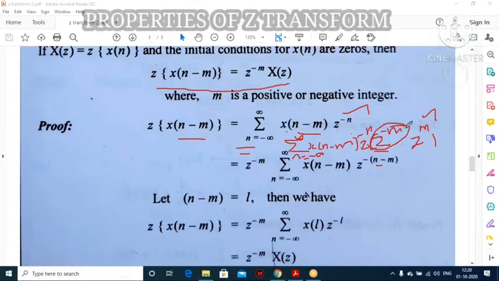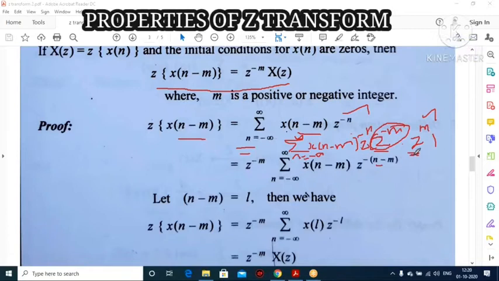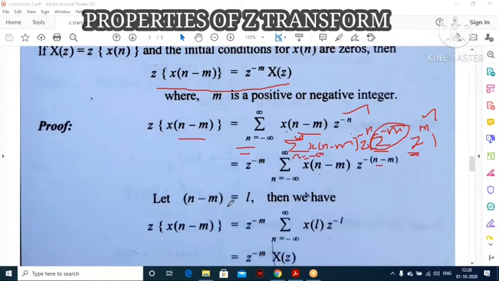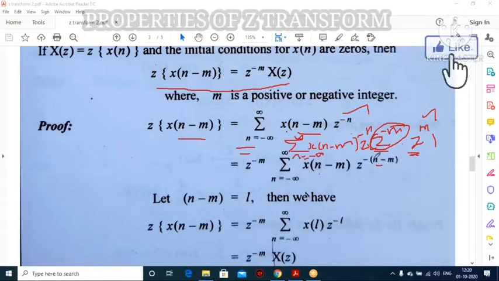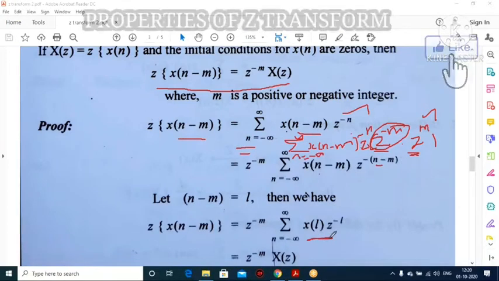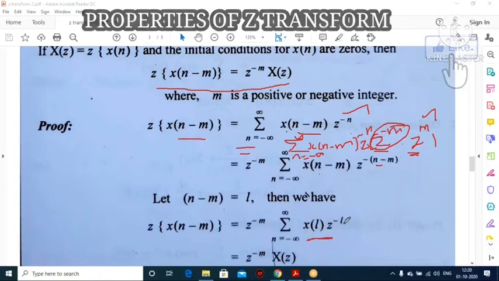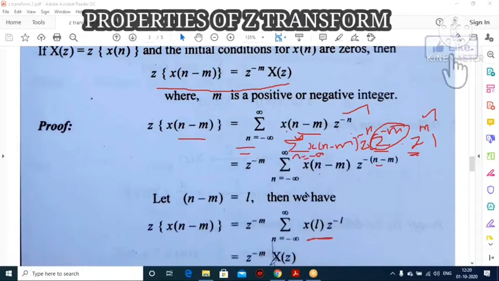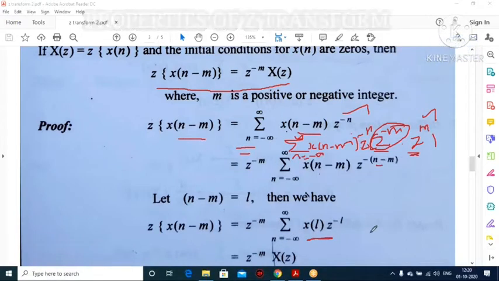This is the key point for you, just note it down. Put n minus m equal to l here. What will happen? Z power minus m, summation l equal to minus infinity to plus infinity x of l z power minus l. This is nothing but the definition of the Z transform of x of n, with l in place of n, so the remaining is the same. So this is equal to z power minus m into x of z.